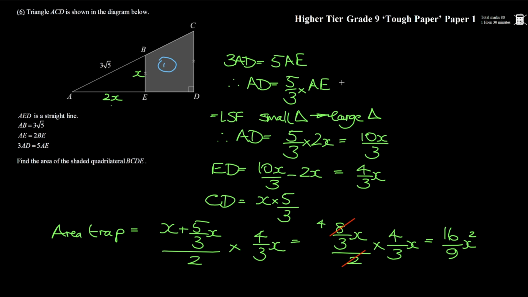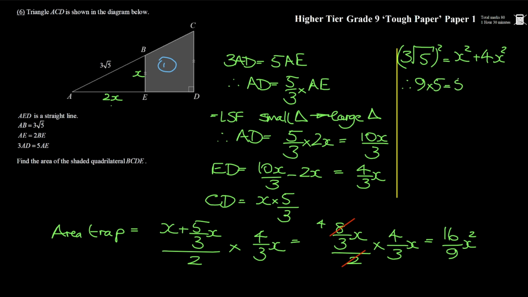So let's get x. So I can say that 3 root 5 itself squared must be equal to x squared plus square this length, which is 4x squared. So therefore I get squaring the 3, 9, squaring the root 5, 5 is equal to, and this will be 5x squared. The 5's both cancel, and we're left with x squared is equal to 9, therefore x must be equal to 3. Rejecting the negative solution because x is a positive distance. So there we have it.